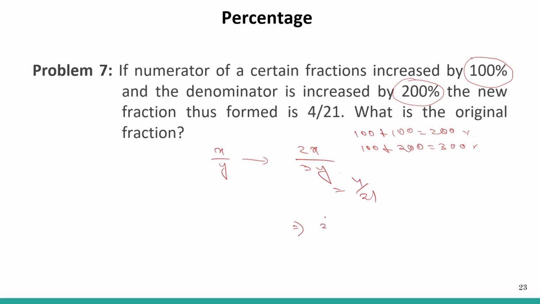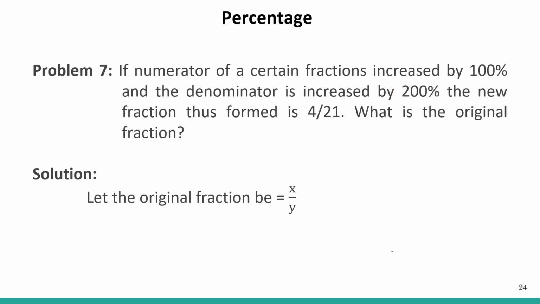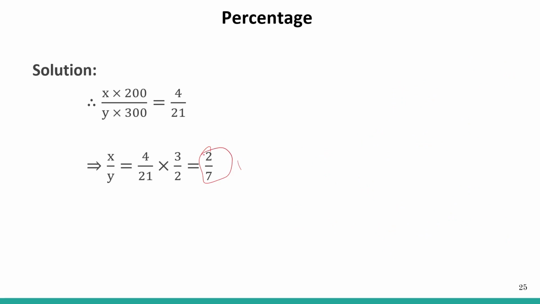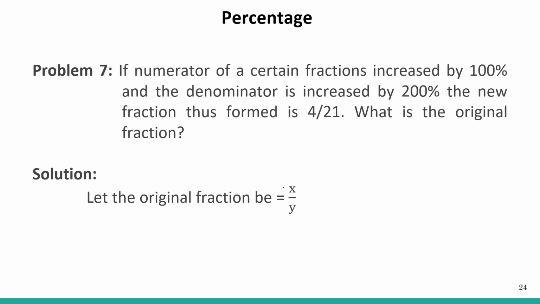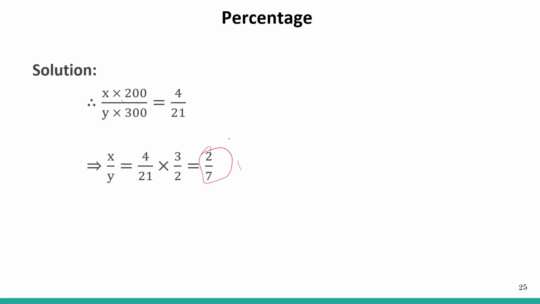Okay. So x by y is equal to 4 by 21 into 3 by 2. So this is 7 and this is 2. So this becomes 2 by 7. So 2 by 7 is the correct answer. Okay, here x into 200 by y into 300 is equal to 4 by 21. And we assume the fraction to be x by y. And the answer becomes 2 by 7. So correct answer.